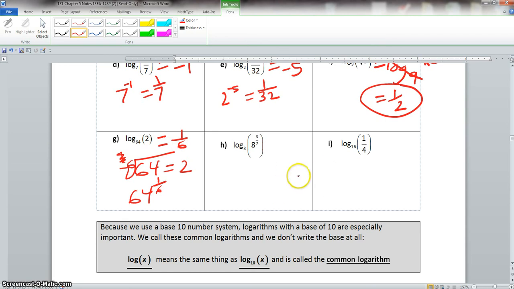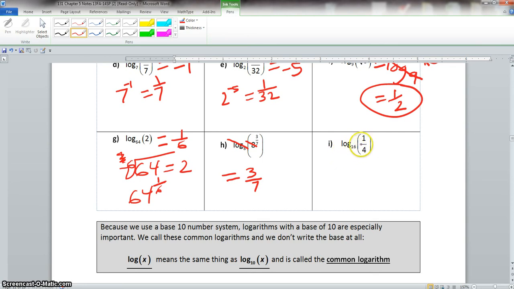Now we come here to H. Now we have log base 8 of 8 to the 3/7 power. Now remember what I told you all before, that if we have this base and this number is the same, that means that they can simplify out, and our exponent here, or what's left, is our answer, which would be 3/7.